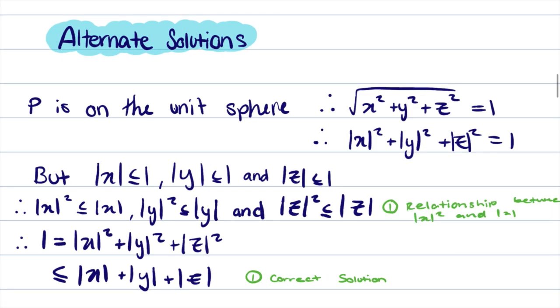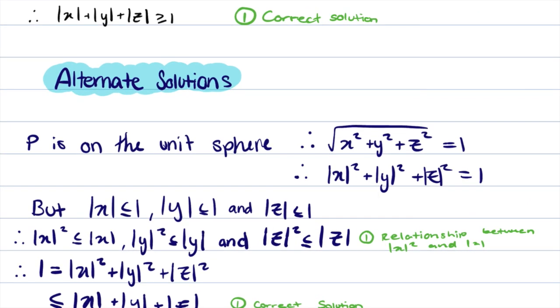Multiplying through by each term's magnitude, we gain the expressions that the magnitude of x squared is less than or equal to the magnitude of x, and the same thing for each other term. This is where we gain our first mark for finding the relationship between the magnitude of x squared and the magnitude of x, and for all of the other terms.